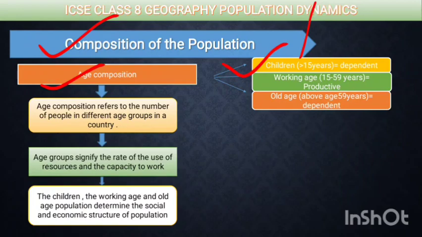Children who are under 15 years old are called dependent. Those who are above 60 are called dependent population. Okay, and working age between 15 to 59, this age group is called productive population.